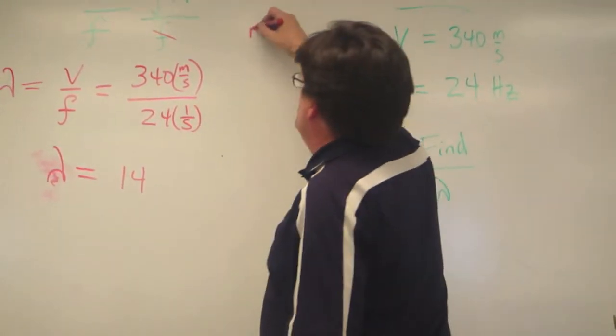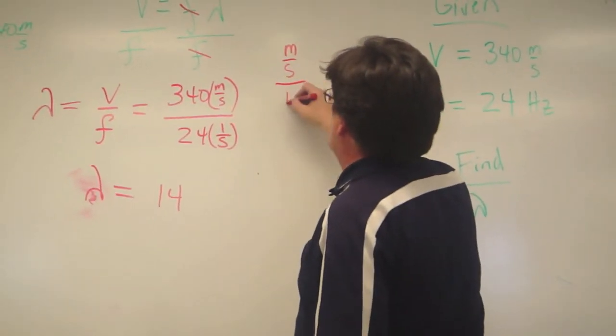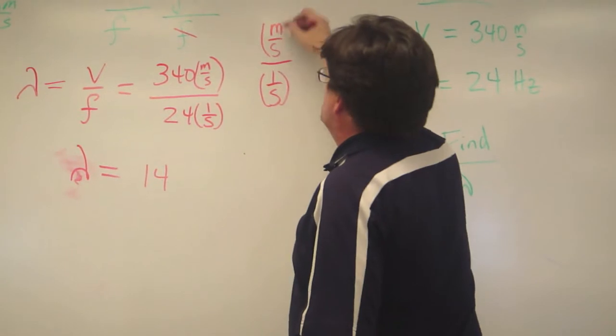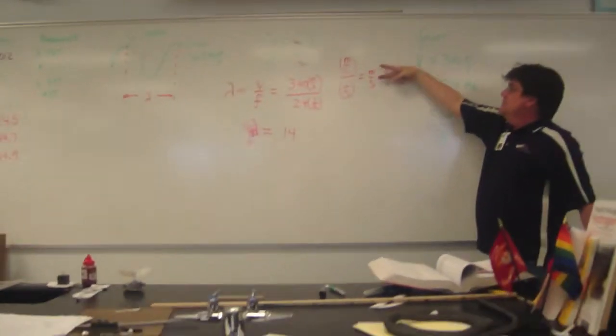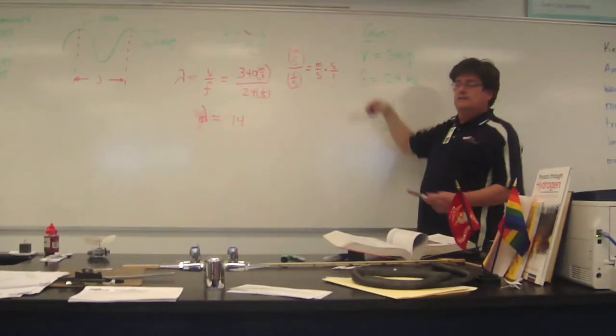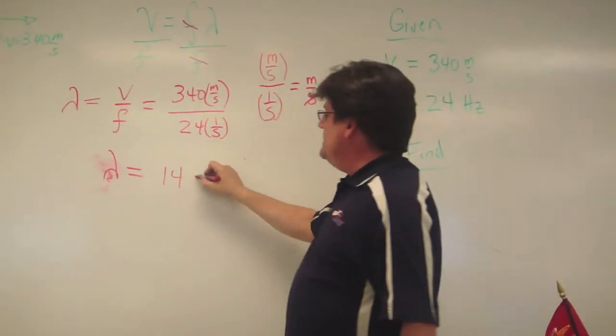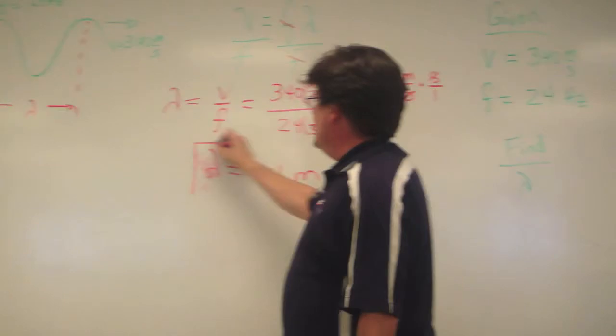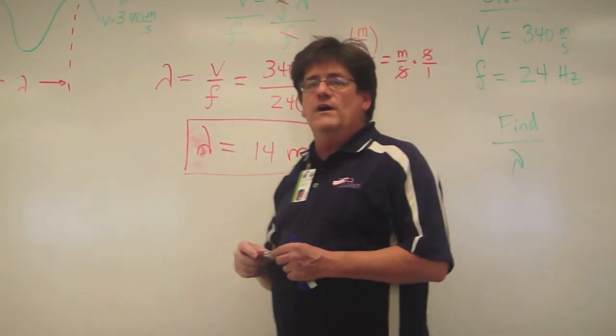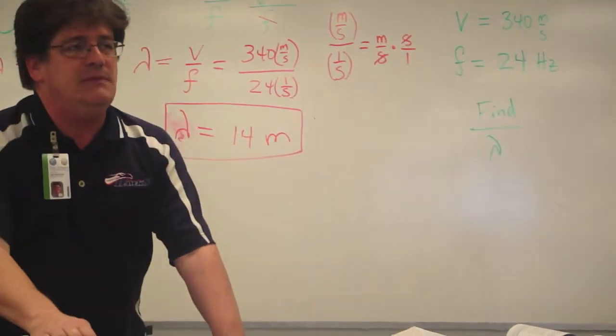And now I'm going to work on my units. My units are meters over seconds divided by 1/s. That's a compound fraction. I'm going to invert and multiply. And when I invert and multiply, the seconds cancel, and I end up with meters. And those are the units that I expect for a wavelength, because a wavelength is measured in meters.